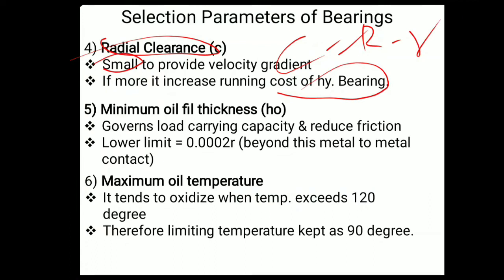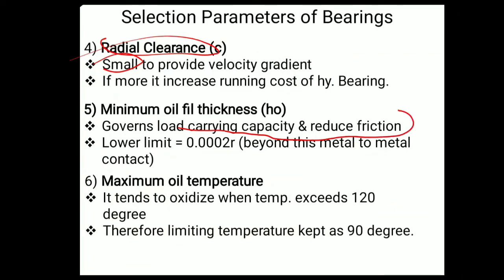Fifth parameter is minimum oil film thickness, that we know as h0. It governs the load carrying capacity and reduces the friction. This oil film will carry the load as well as reduce the friction. And the lower limit of the minimum oil film thickness between shaft and bush is at least 0.002 times the radius. Beyond this, there will be metal to metal contact between the surfaces and friction will be created. This is also an important parameter.